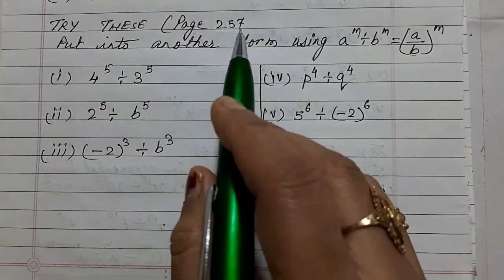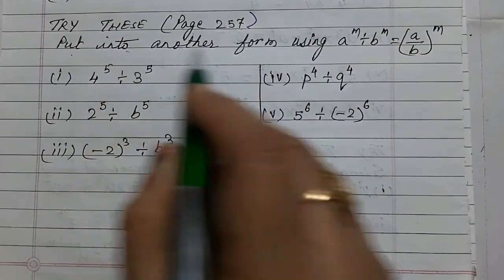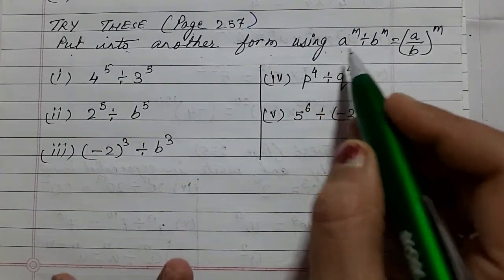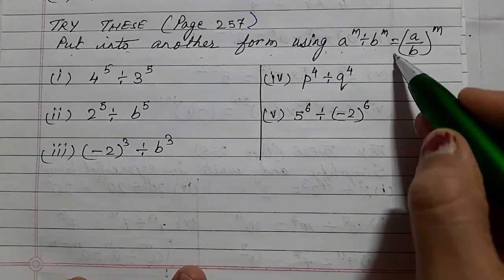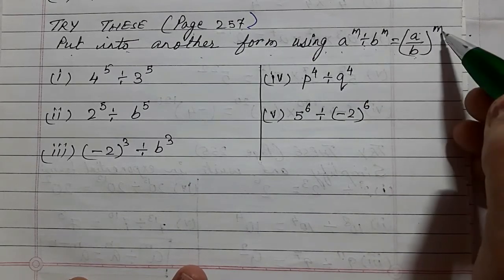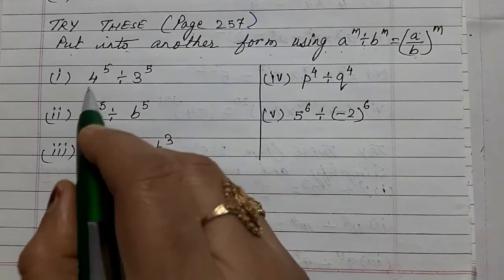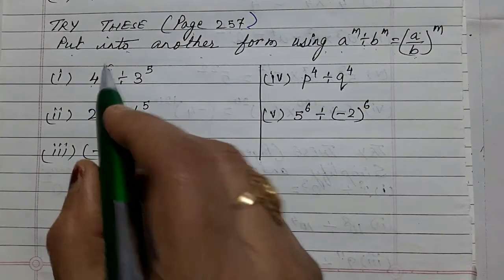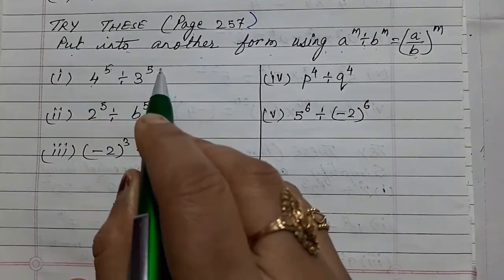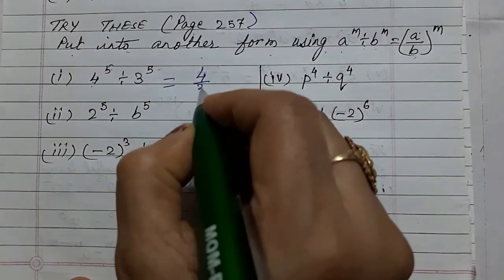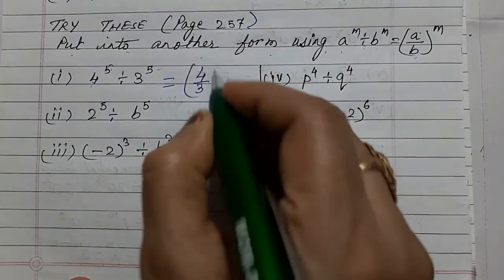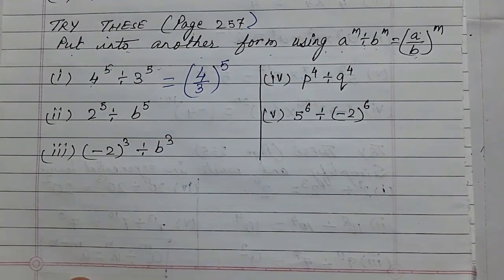Try these, page number 257. Put into another form using a raised to the power m divided by b raised to the power m is equal to a by b, the whole raised to the power m. So here 4 raised to the power 5. Here if you see, both the exponents are same and bases are divided. So I'll write the base as this and the power will be 5.